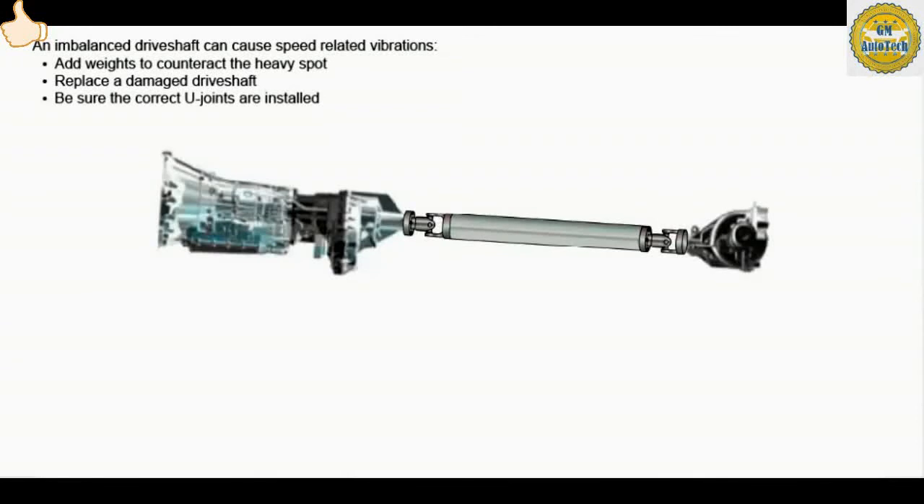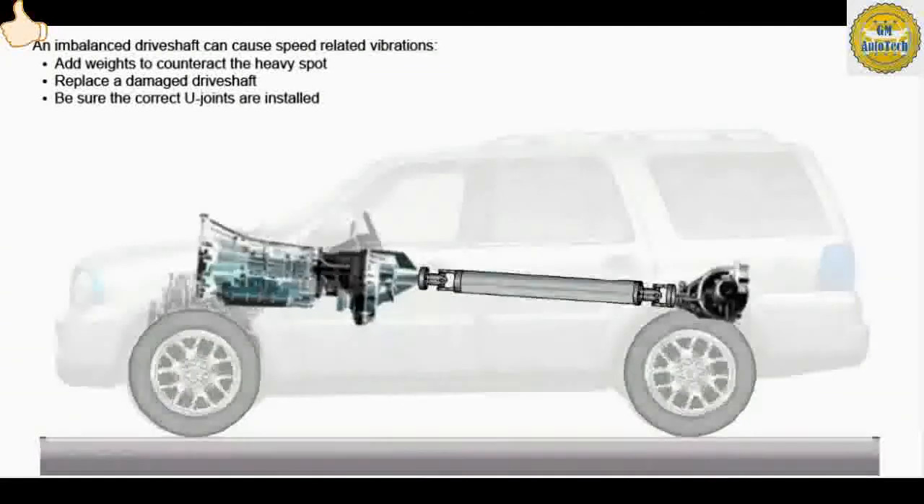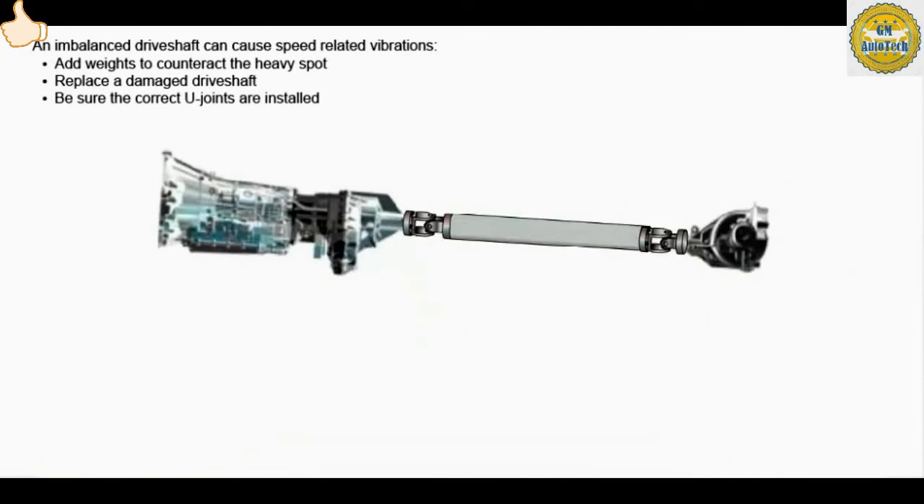An imbalanced drive shaft is a common cause of vehicle speed-related vibrations. As the drive shaft rotates, the heaviest area on the drive shaft is a disturbance that causes a tremor or vibration felt in the seat or floor pan. Causes of the imbalance may include wrong or missing weights, damaged drive shaft, wrong U-joints. A vibration caused by wrong or missing weights can typically be resolved by adding weights to counteract the heavy spot. If the drive shaft is damaged, it cannot be repaired. It must be replaced. Be sure that the correct U-joints are installed on the vehicle.